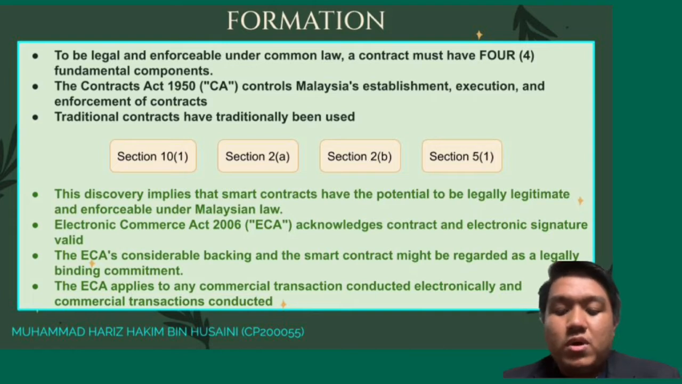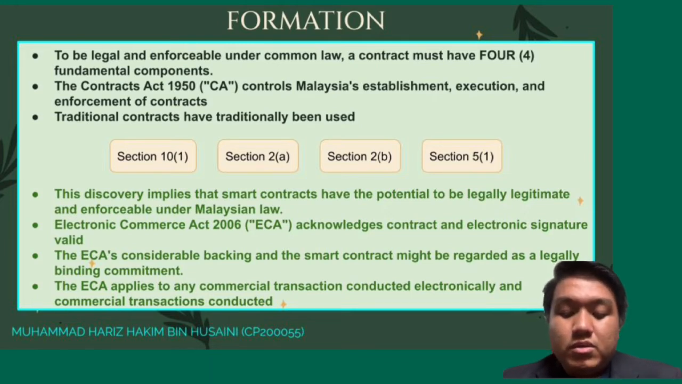So, as we can see from the provision of the CA above, the establishment of a contract under Malaysian law is conceptual and may be employed flexibly in several scenarios. This discovery implies that smart contracts have the potential to be legally legitimate and enforceable under Malaysian law.